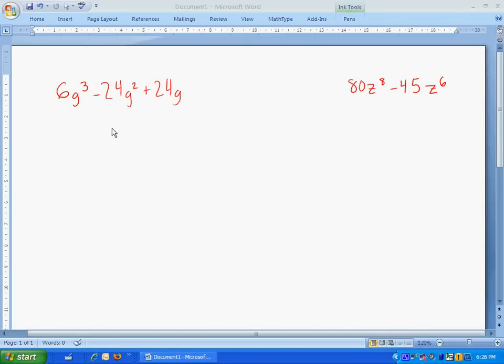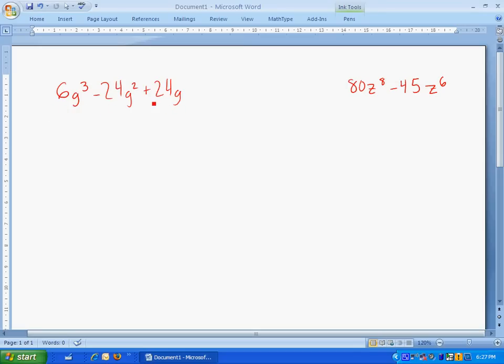Let's do a little bit of multi-step factoring. The first one is going to be a greatest common factor and then a trinomial factoring. And then the second problem that we're going to do is going to be greatest common factor and then the difference of two squares.